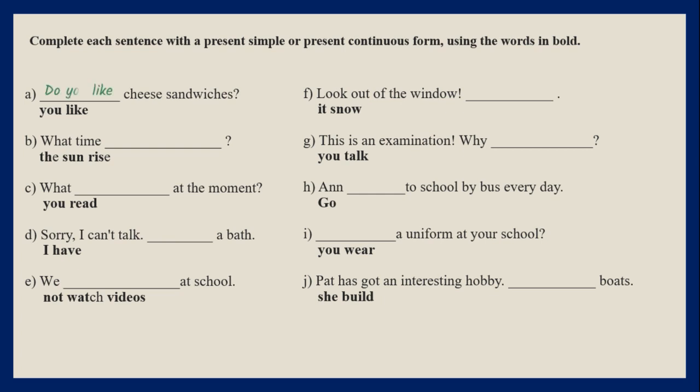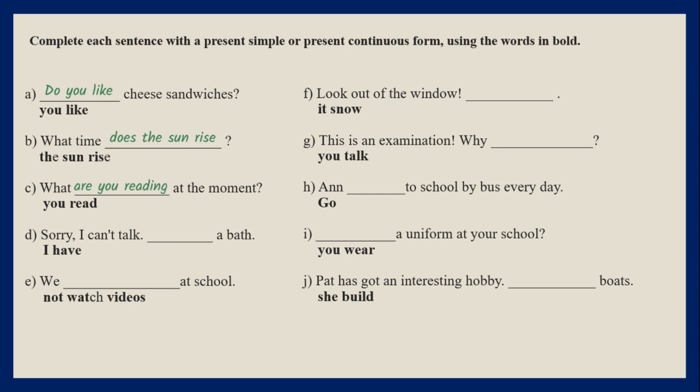Okay, let's begin. Do you like cheese sandwiches? We are stating a fact, or we are asking about a fact in here with a non-action verb, so we use present simple. B. What time does the sun rise? Asking a question about something which happens on a regular basis. In this example, the sun rising, which happens every day, so we use present simple. C. What are you reading at the moment? Describing or asking a question about something which is happening at the moment of speaking, so present continuous.